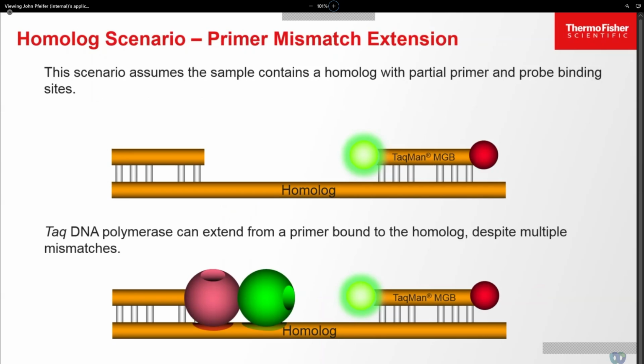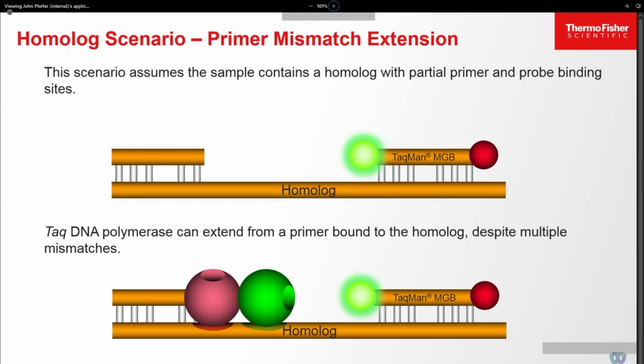So let's imagine that we're doing, it could be gene expression, it could be microRNA, what have you, and there's a homolog present in your sample. So the homolog, let's say, has a partial primer binding site. So there are mismatches in the primer binding site. The mismatches don't mean the primers can't bind, they can.